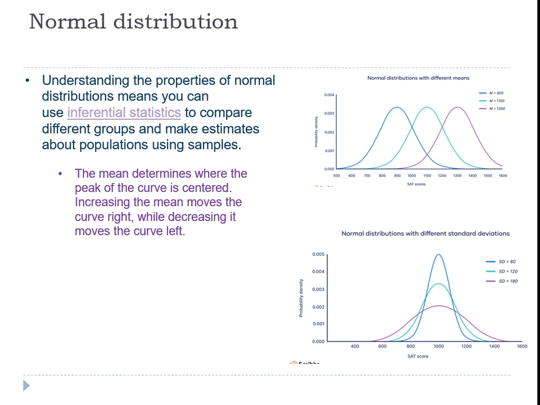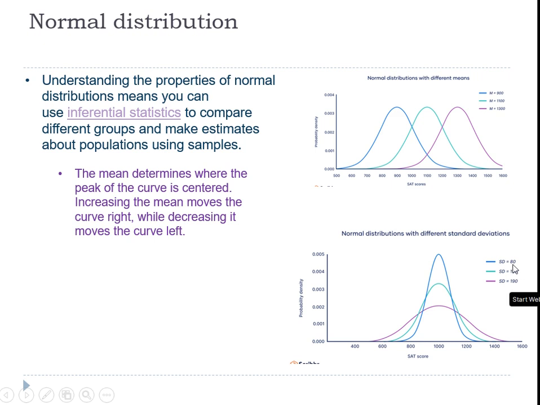And not just that, this is a normal distribution with different means comparison. You can also compare it with different standard deviations. Standard deviation is basically the width of the bell curve. So this is the width, and width is basically our standard deviation here.